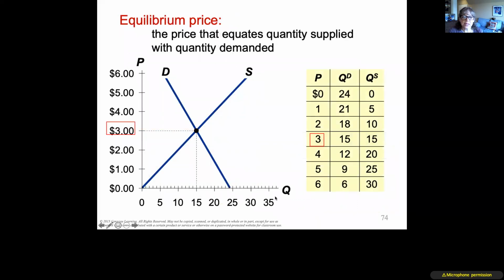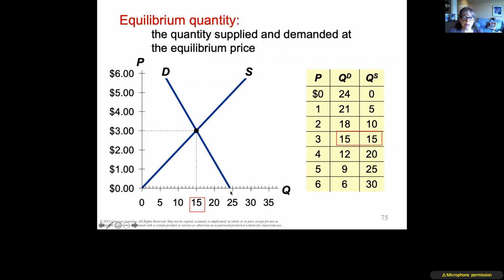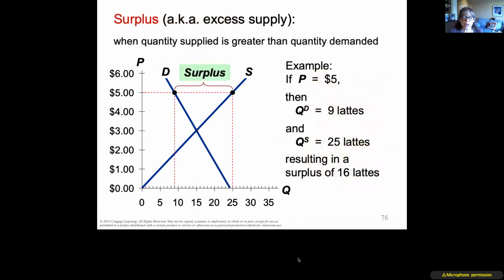When we look at the lattes, exactly the same thing occurs here. You're taking the quantity demanded, the quantity supplied, and you're coming up with exactly the same thing on the graph. Whereas we know that $3 is a number that we saw when we looked at it on the chart, we now can see it on the graph.